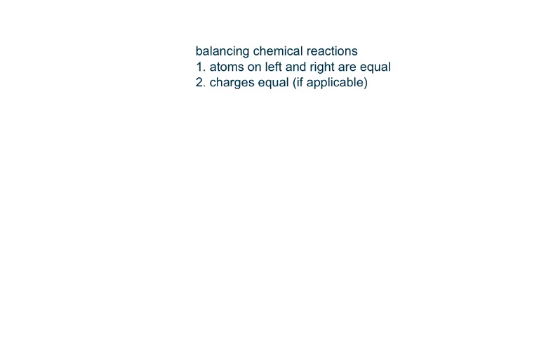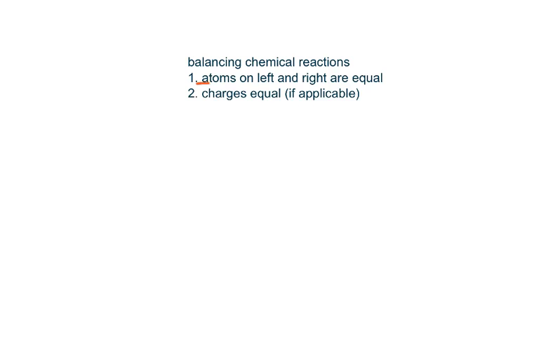Hi everybody! In this video, you will learn how to balance chemical reactions. So the first rule for balancing chemical reactions is that the atoms on the left and right side have to be equal, so basically the conservation of mass. And if applicable, charges on both sides have to add up to be the same.